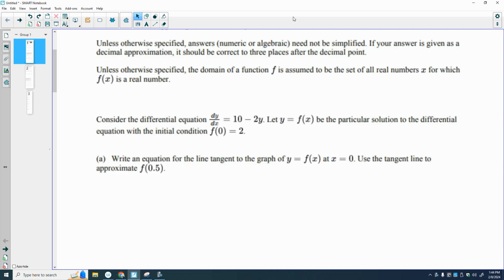So let's get rolling. The first thing we're asked to do is write the equation for the line tangent. As soon as I see that phrase, I'm thinking slope and a point. Find the equation of a line: I need a slope and a point. The derivative, dy/dx, tells me the slope of my tangent line, so that's where I'm going to start. So I have dy/dx.